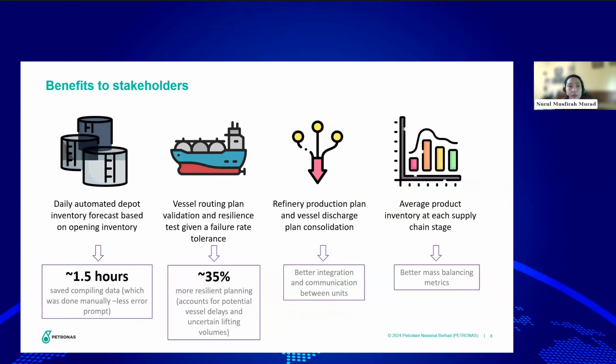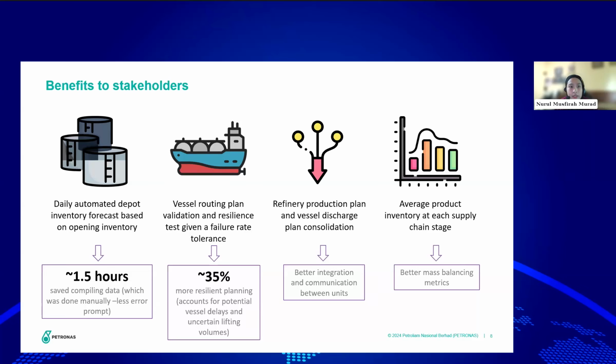Okay, so next one is what is the benefit to our stakeholders? So the first one, thanks to the automated data pulling, the planner can get a view of the next 30 days value chain outlook in a matter of seconds. So before this, the process would take up to hours to pull and compile all the required data. So now they get an email every morning with the forecasted outlook.